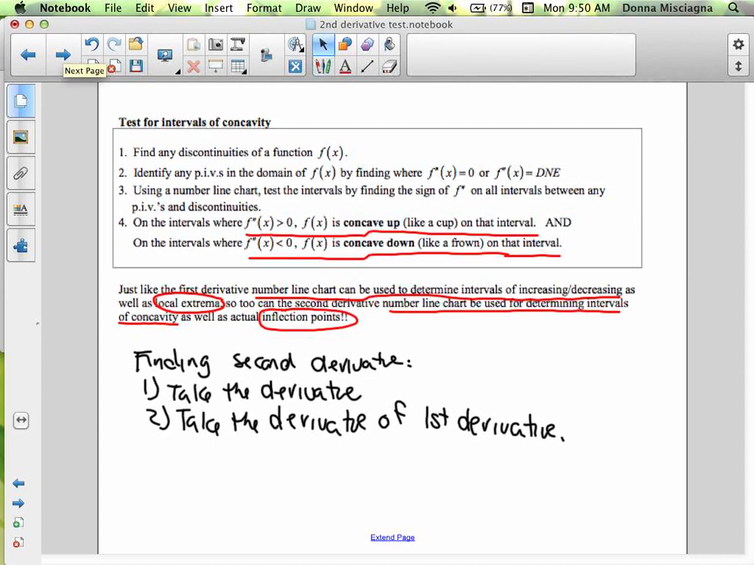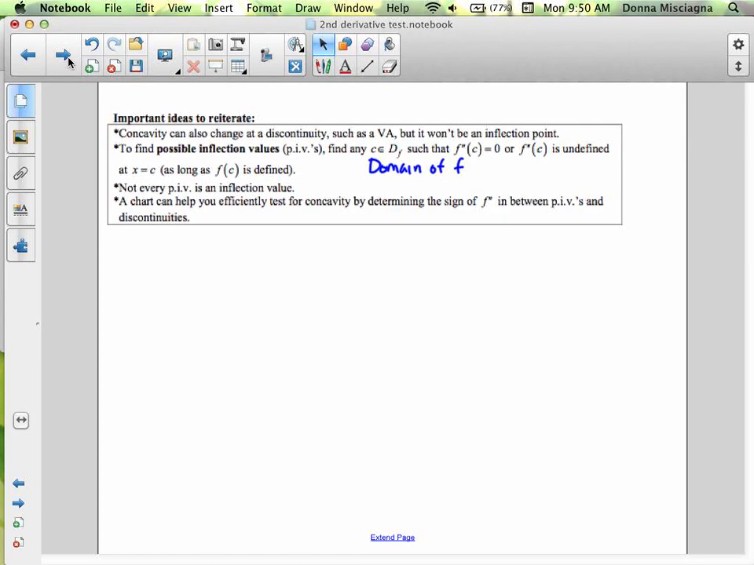Right? So finding the second derivative, of course, you take the first derivative, then you take the derivative of the first derivative, and that's the second derivative. That's why it's called the second derivative. You took the derivative twice. Concavity can change at a discontinuity such as a vertical asymptote, but it won't be an inflection point.